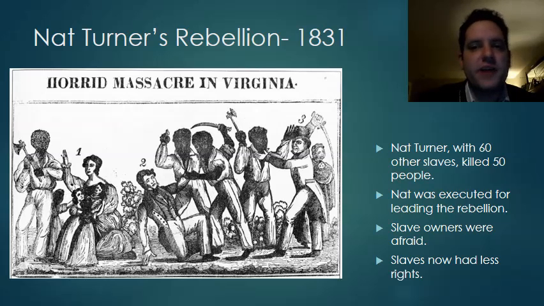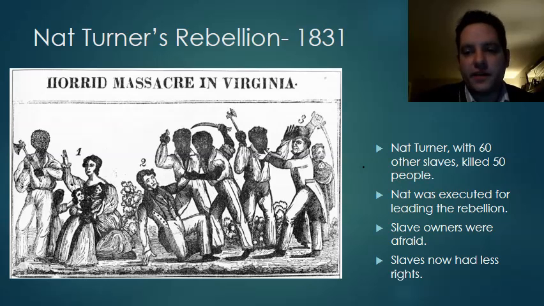But what Nat Turner did was with 60 other slaves, there was a rebellion in the South, and he and his people with him killed 50 people in Virginia. Did it work out for Nat Turner? No, it didn't. I shouldn't be laughing. But he was executed. He was killed for leading the rebellion.